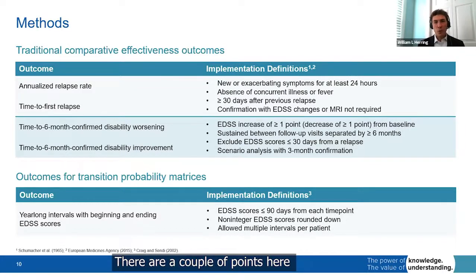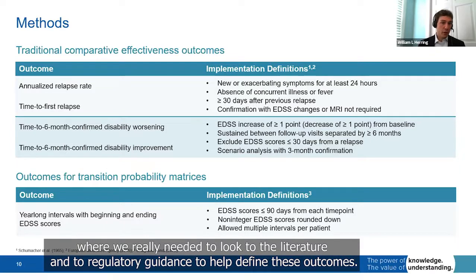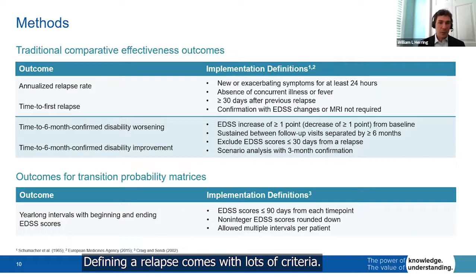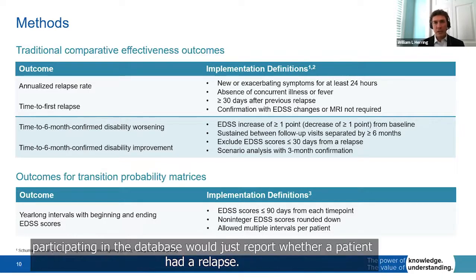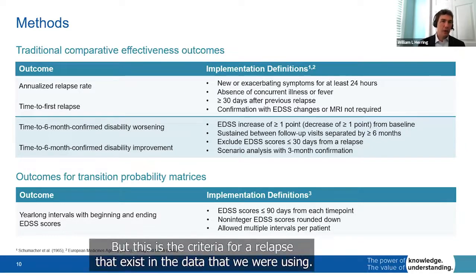There are a couple points here where we really needed to look to the literature and to regulatory guidance to help define these outcomes. Defining a relapse comes with lots of criteria. Some of the clinical criteria are here. We didn't have to worry about that too much because the clinicians participating in the database would just report whether a patient had a relapse, but this is the criteria for a relapse that exist in the data that we were using.